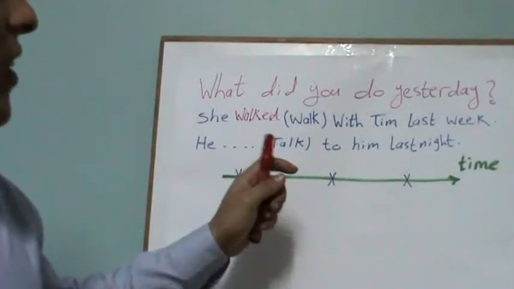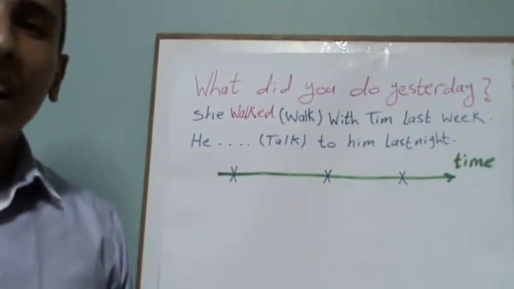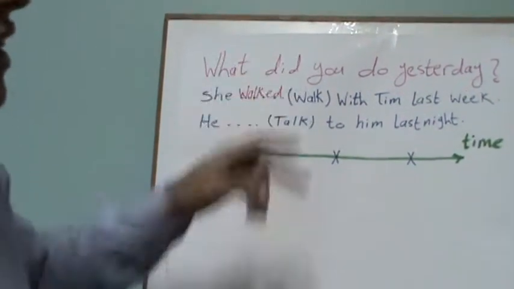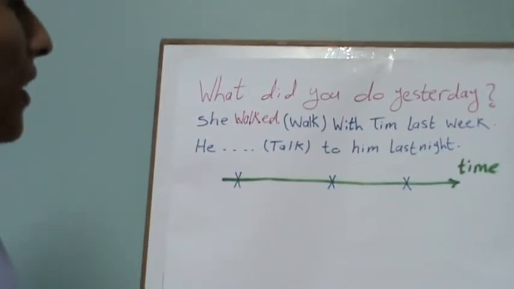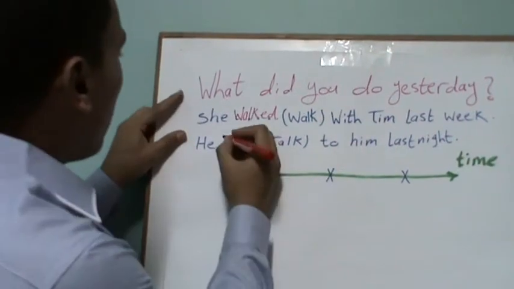Great. And for our second example, we have: he talked to him last night. So again, what do you see here in our sentence? Last night, yeah, and it's a keyword. So this sentence is in past simple again. So how will talk be in past simple? Okay, it will be talked.